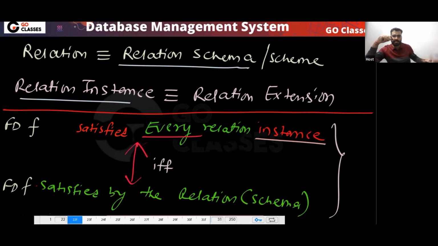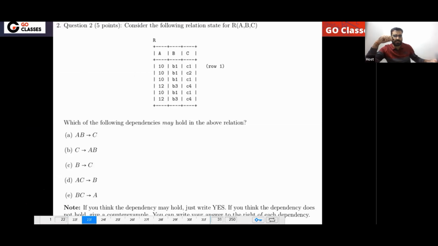Okay, now let's move on. Let's see this question. Tell me the answer here. This relation instance is given to you. The question is asking which of the following may hold. Is the question talking about relation instance or relation schema? No, the question is talking about schema.